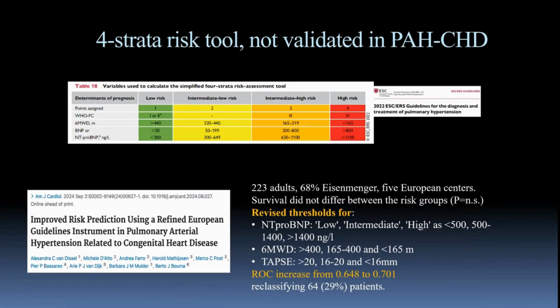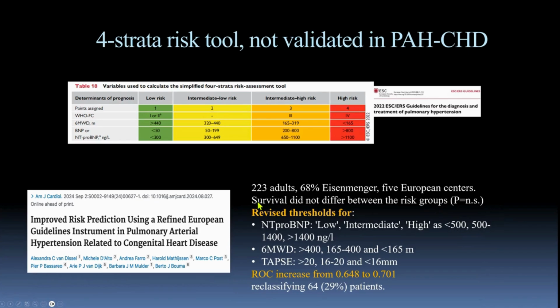The 4-strata risk score is not validated in PH-CHD. There's lots of debate. We use the 4-strata with the WHO functional class, 6-minute walk test, and BNP. It's very fashionable now. Most of the papers will give you data on this. For congenital heart disease, there's a recent paper from Italy and the Netherlands. Let's look at this. 223 patients, 68% Eisenmenger's, 5 centers. Survival did not differ between the risk groups, so this didn't really work.